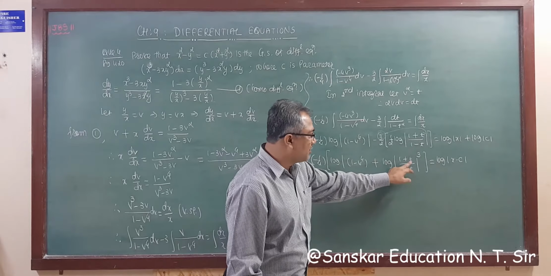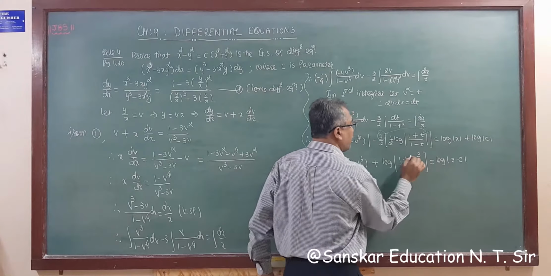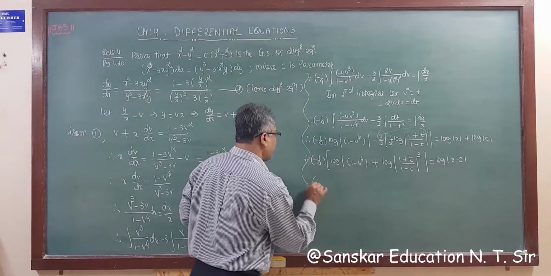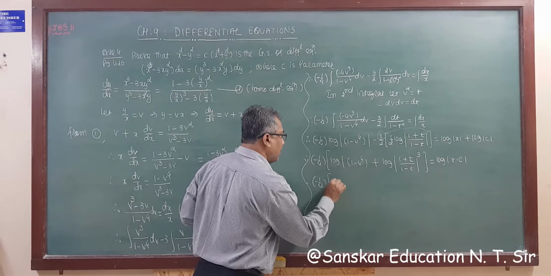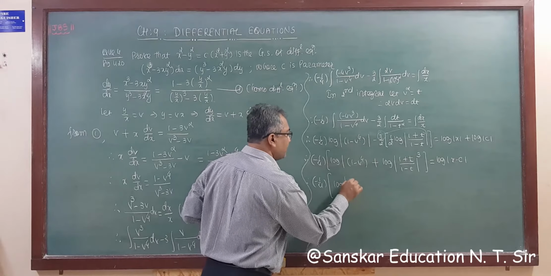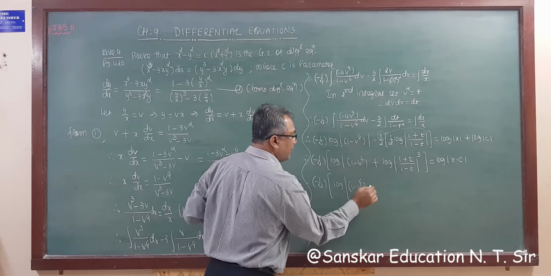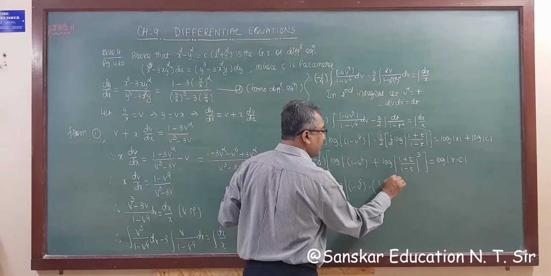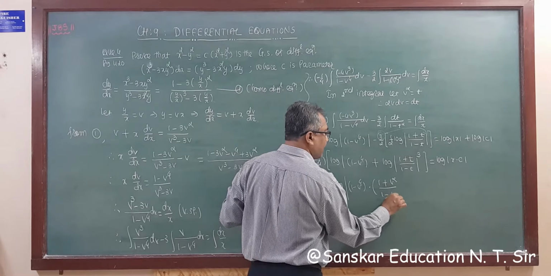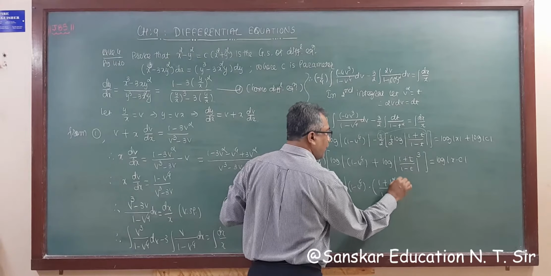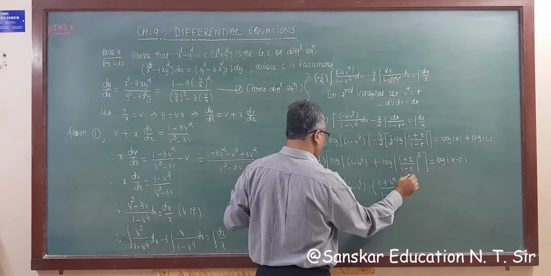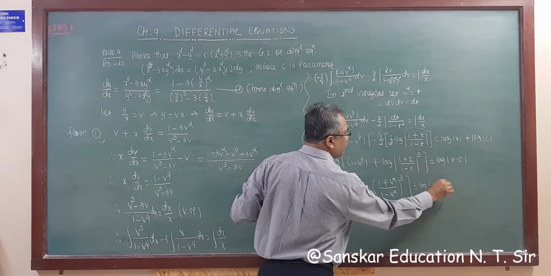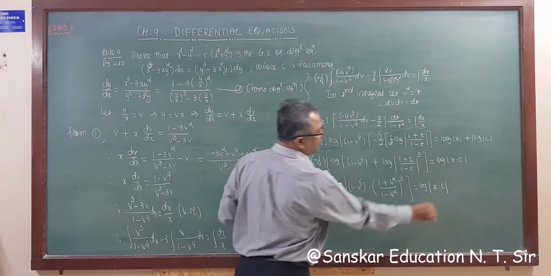So I also want to substitute the value of t, and the value of t is v square, right? So we get minus 1 upon 4 log mod, this is 1 minus v raised to 4 into 1 plus t, that is v square, whole upon 1 minus v square whole raised to 3, bracket over, is equal to log x into c. Got it?